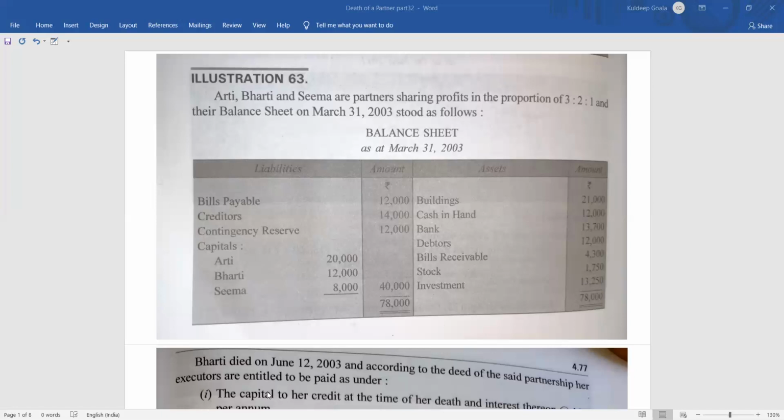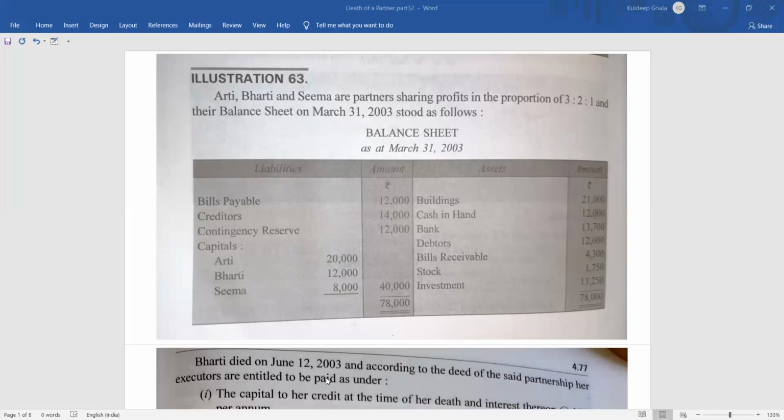Why? Because Bharti died on 12 June, so it is an odd day. Actually, 12 is not an odd number, I'm not talking about that. It is an odd day in the sense that it is falling in the middle of the month. If it had been the end of the month, then we could have taken the total of the month. So we have to take only 12 days from June, and accordingly we have to take days from May also and April also.